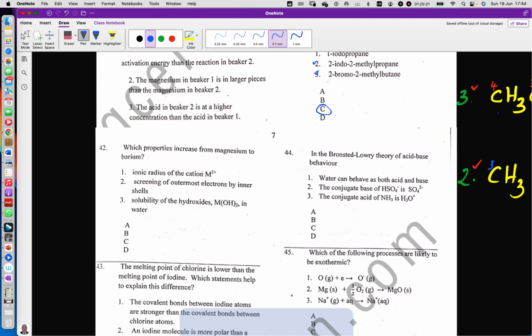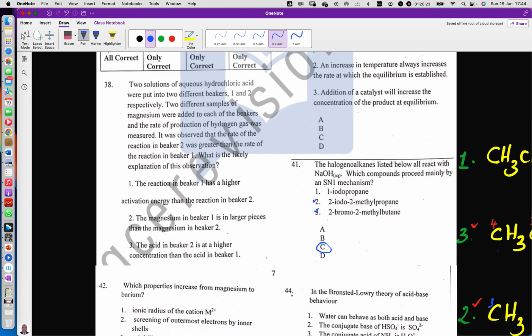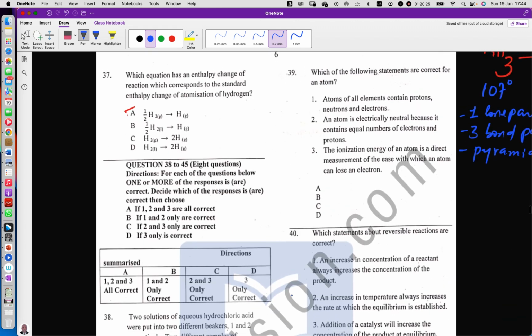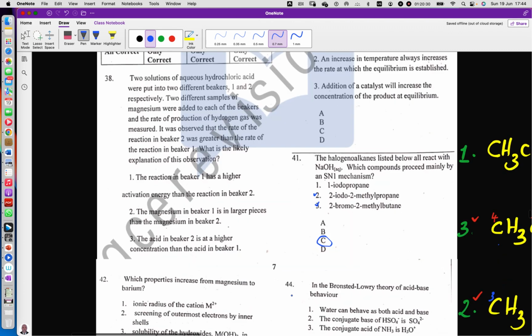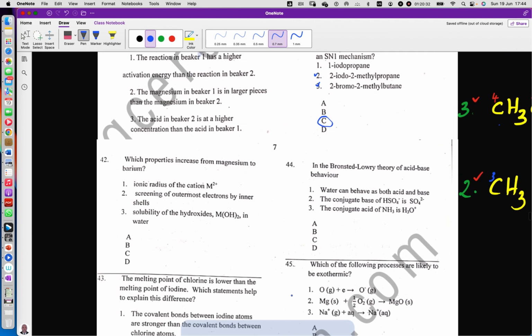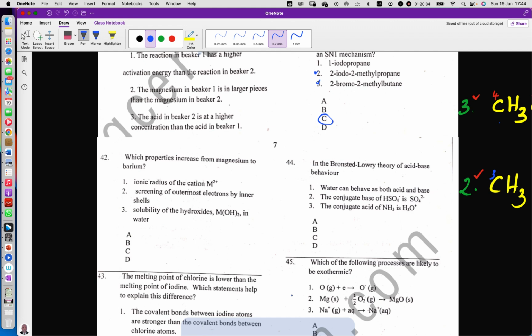And 1, 2, and 3, which answer is that? 1, 2, and 3 is A. So we will say A is our right answer here.